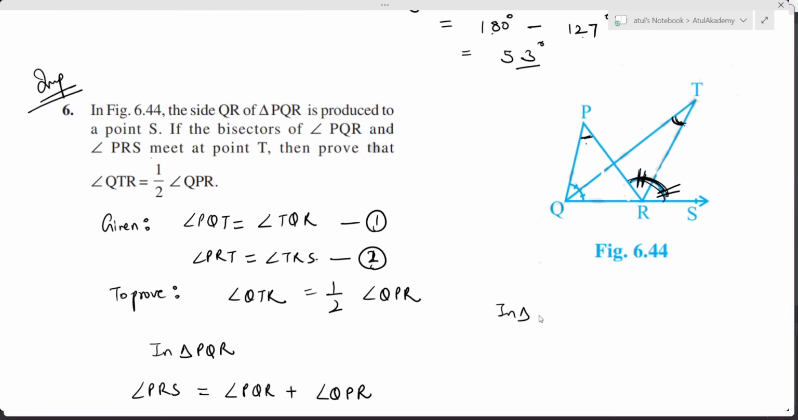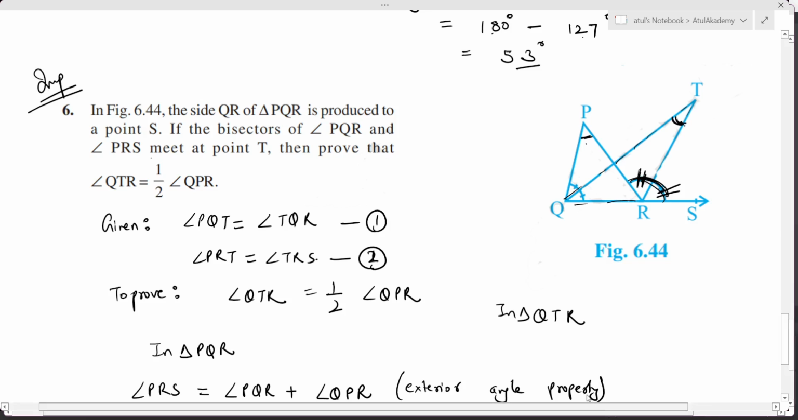In triangle QTR. Let's talk about this triangle now. Here also the exterior angle property, I think I have not mentioned over here. The exterior angle property. Writing reasons is important, students. So that's why I'm mentioning it.